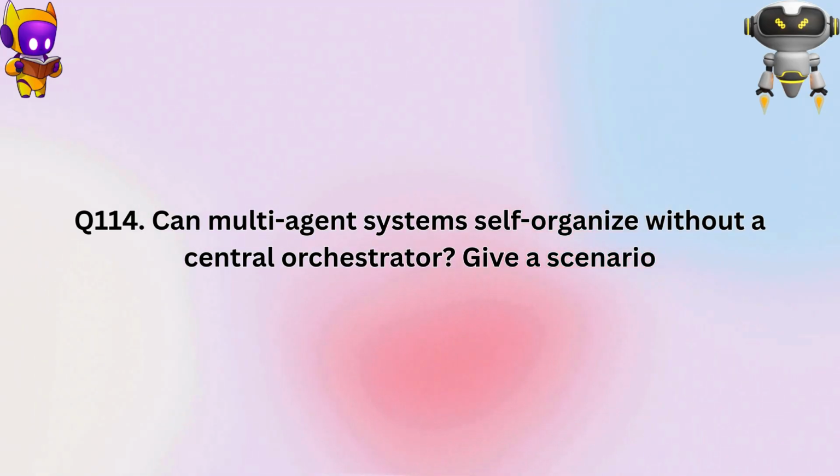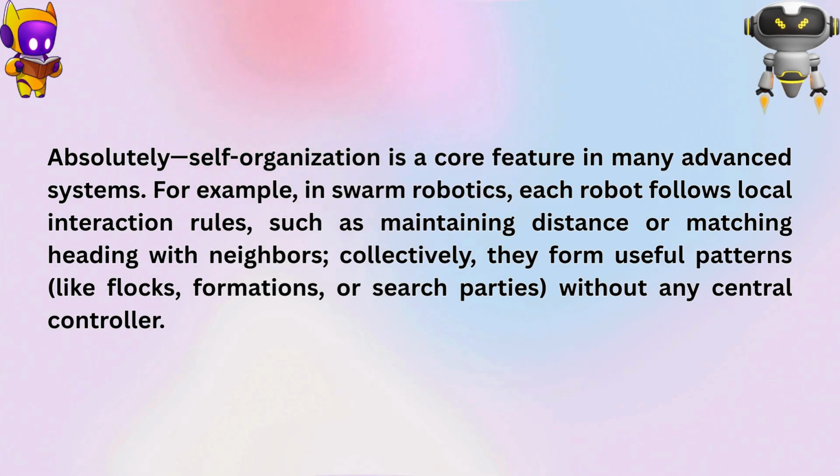Can multi-agent systems self-organize without a central orchestrator? Give a scenario. Absolutely. Self-organization is a core feature in many advanced systems. For example, in swarm robotics, each robot follows local interaction rules, such as maintaining distance or matching heading with neighbors. Collectively, they form useful patterns like flocks, formations, or search parties without any central controller.